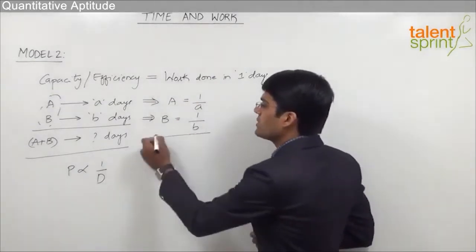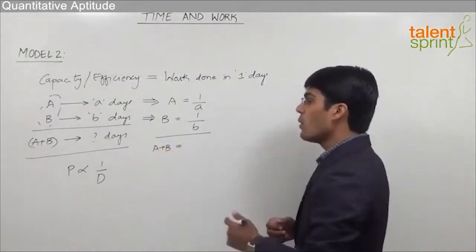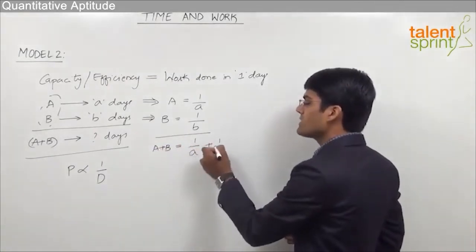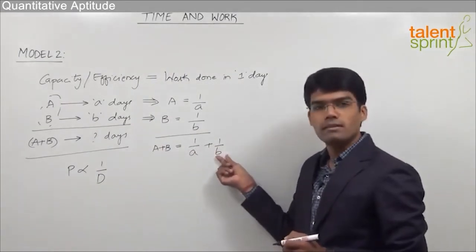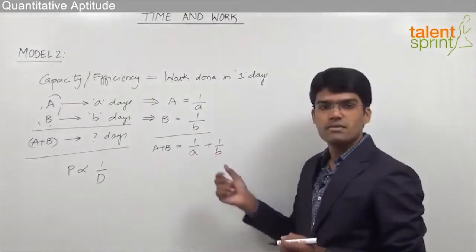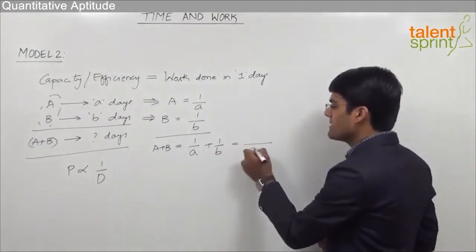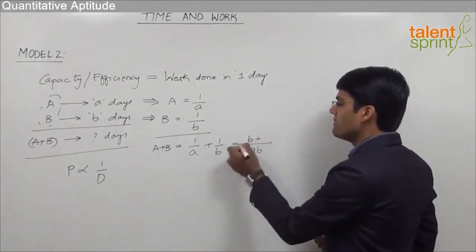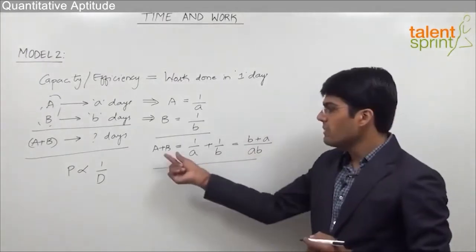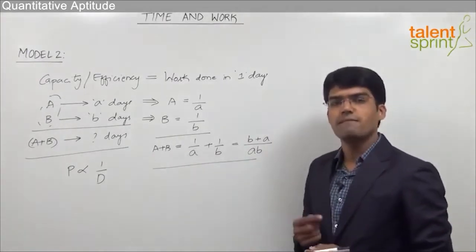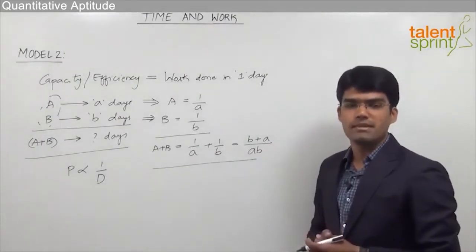Right. Now when A and B are working together, we can say that the total work finished by them in 1 day will be equal to 1 by A plus 1 by B. As A can do 1 by A in 1 day and B can do 1 by B in 1 day, when both of them work together, the total which they can finish will be equal to 1 by A plus 1 by B. Now by simplifying this, we get that the LCM is AB, A goes B times and B can be taken A times. So from this equation we can understand that when A and B work together, the amount of work which they can finish in 1 day will be equal to B plus A by AB, or it can be taken as A plus B by AB.